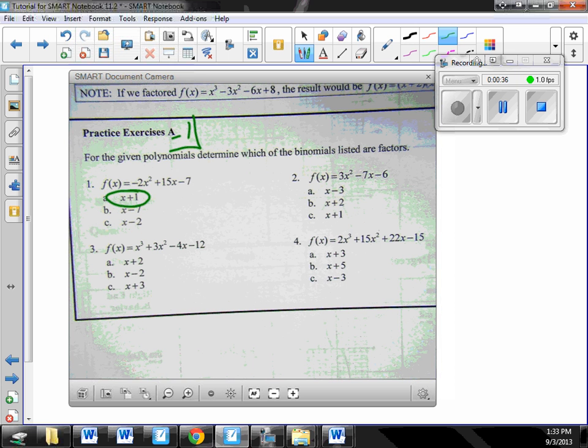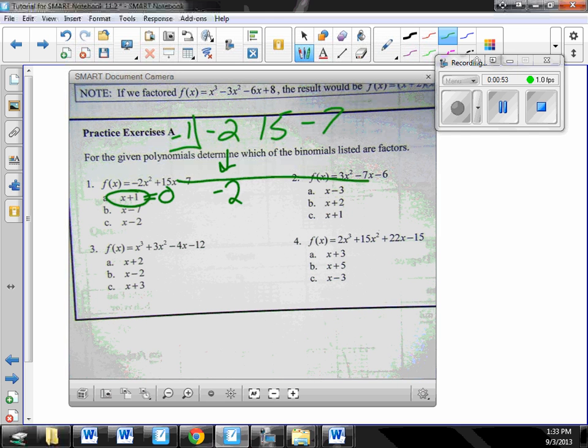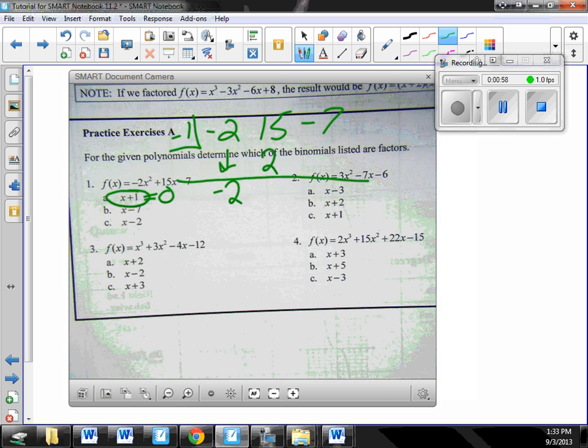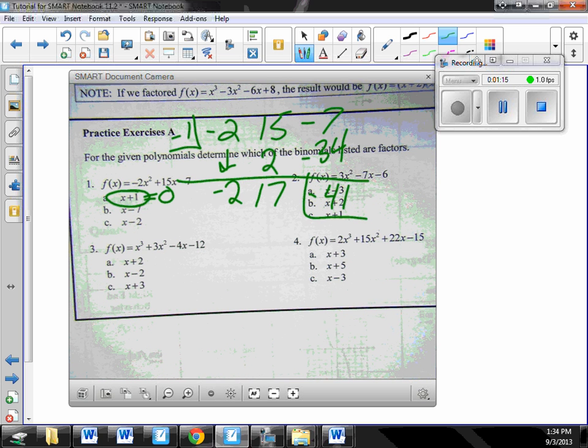So you set the binomial equal to 0, and you subtract the 1, and you get x equals -1, and that goes in the box. So -2, 15, -7. So I bring down the first term, then I multiply 1 and -2 to get 2. And that gives me a 17, excuse me, a -34. So A, the answer would be yes or no? No, because 7 minus 34 is -41, and I'm looking for a 0.